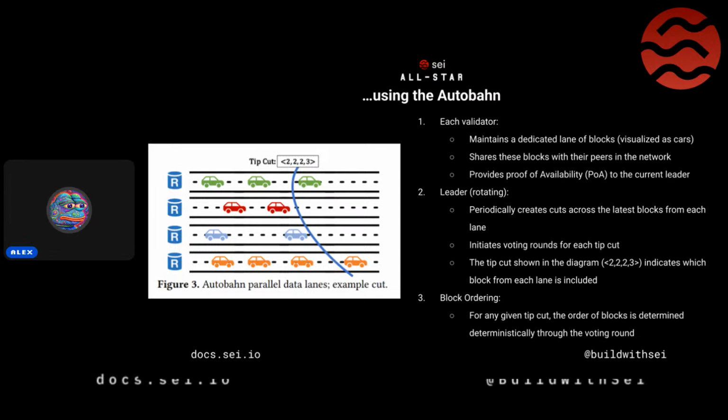So the Autobahn consensus mechanism is a bit harder to explain. But there are really 2-3 key ideas, which is that you have validators who produce blocks themselves independently and attach a proof to it. So you have each validator at the top, you just see 4 lanes, each of them is a validator, and each of them maintains a dedicated lane of blocks.